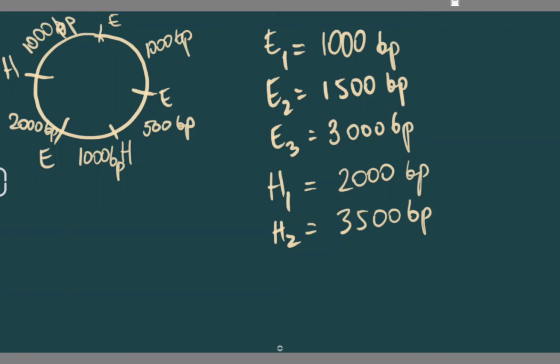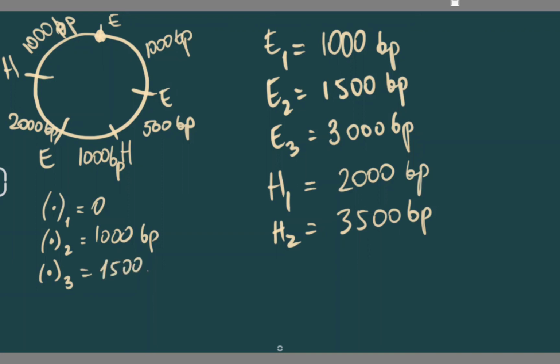From here, we again determine the initial point, and it will be 0. So the second restriction site will be 1000 base pairs away from it. Third one, another 500, so it's 1500 base pairs. The fourth one will be 1000, so that was 1, 2, 3.